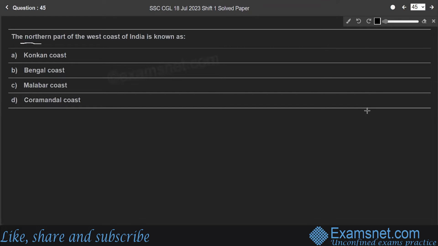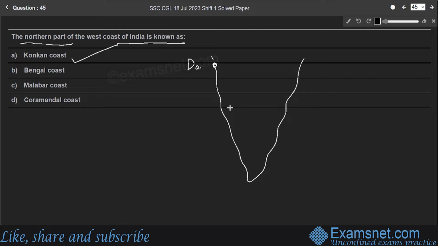Question 45. The northern part of the west coast of India is known as. The northern part of the west coast of India is known as Konkan Coast. Option A is the right answer. Here students, Konkan Coast or Konkan is a stretch of land by the western coast of India, running from Daman in the north to Karwar in the south, with the Arabian Sea to the west and the Deccan Plateau in the east. So option A is the right answer.